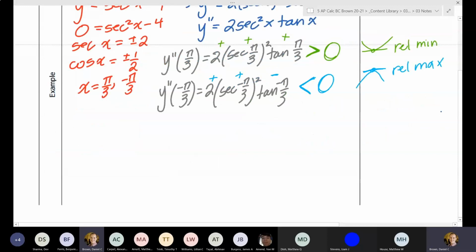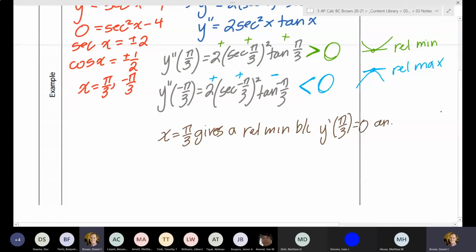So if I'm justifying my answers, we have two things. I have x equals pi over 3 is going to give me a relative min. How do I know? Because, and I have to make sure I include both statements, y prime of pi over 3 is equal to 0, and y double prime of pi over 3 is greater than 0. You have to include both statements.